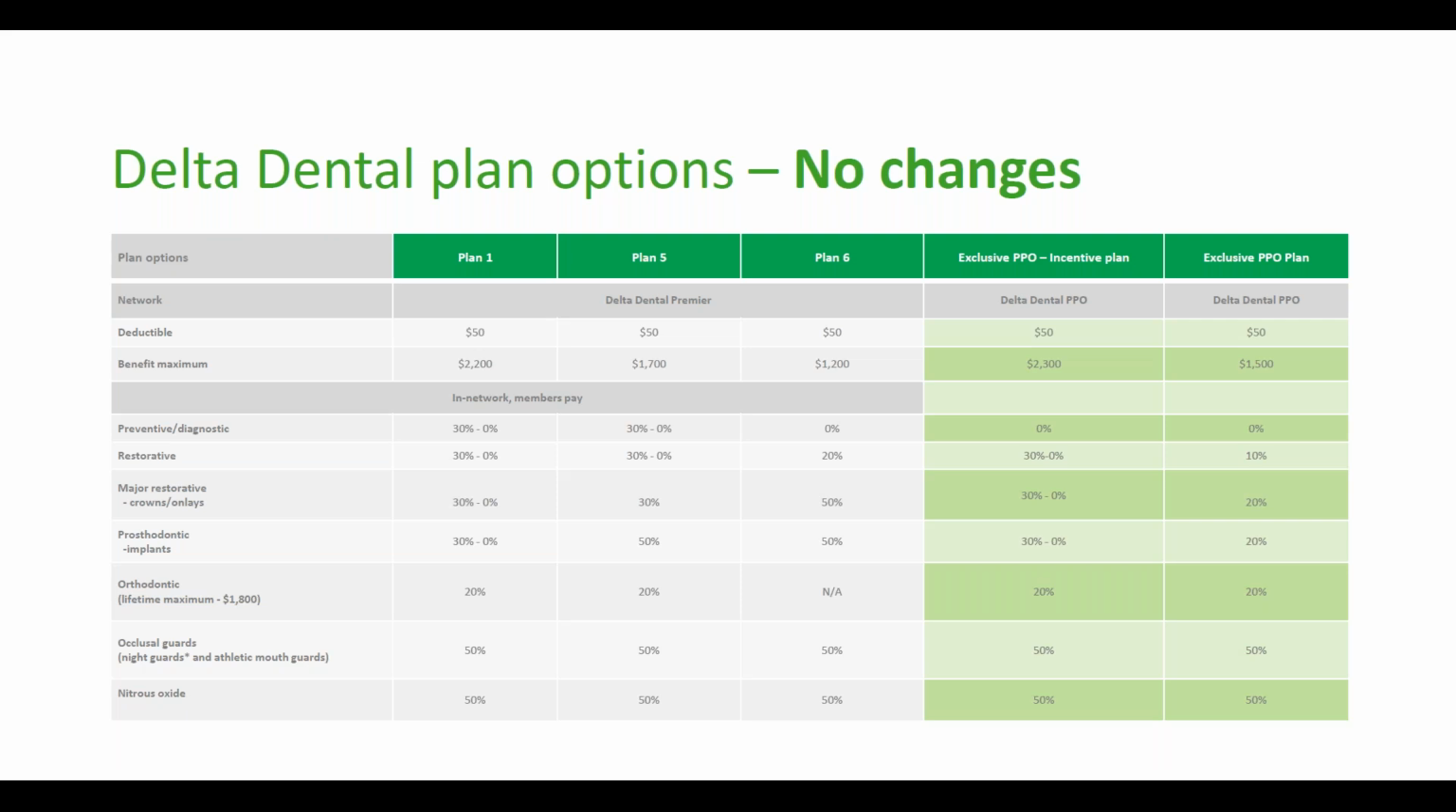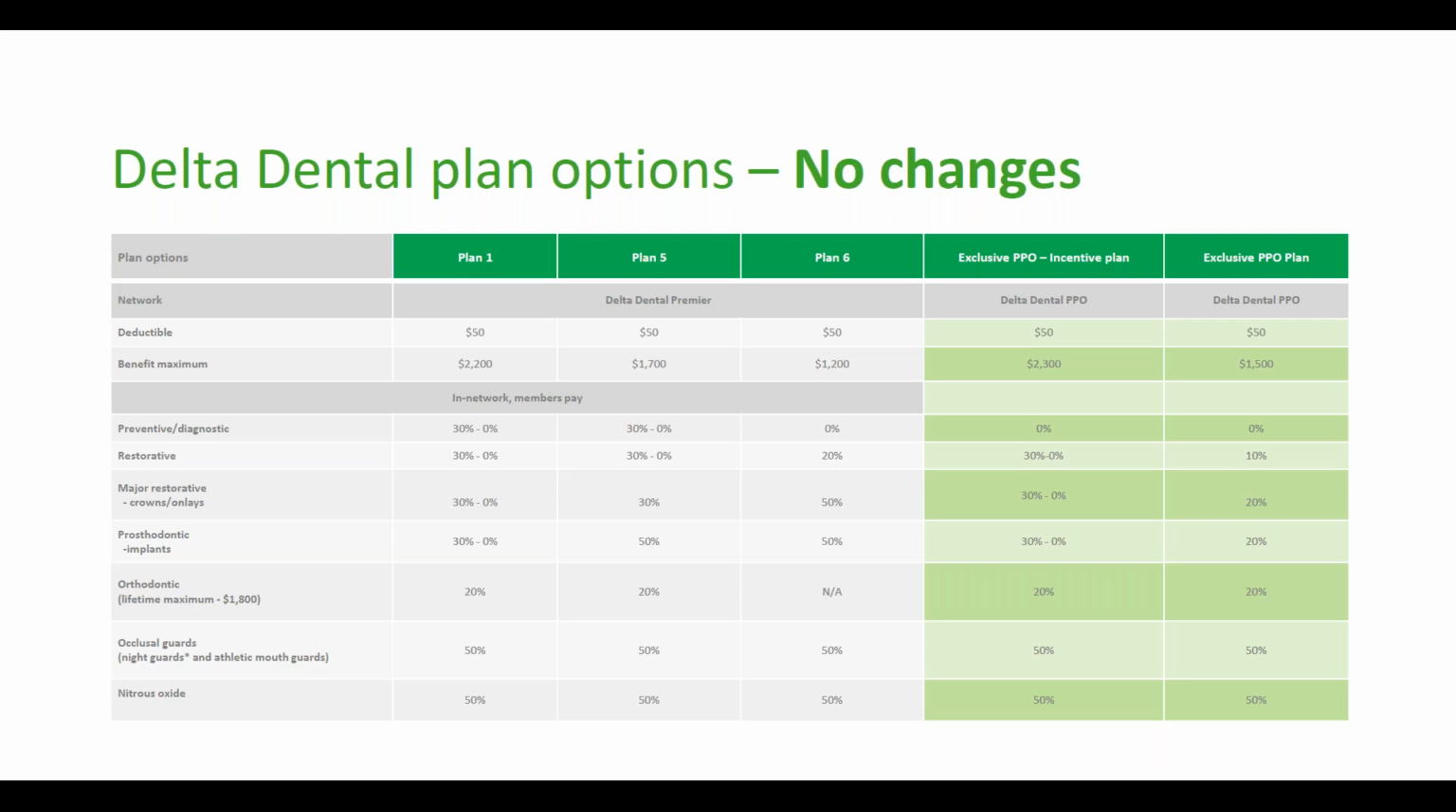MODA will continue to offer plans 1, 5, 6, the exclusive PPO incentive plan, and the exclusive PPO. There are no changes from last year, so that all remains the same. Plans 1, 5, and 6 use our Premier Network. The exclusive PPO incentive plan and the exclusive PPO plan use our PPO network. Please keep in mind, plans 1 and 5 and the exclusive PPO incentive plan are your incentive level plans, meaning they start at a certain percentage.